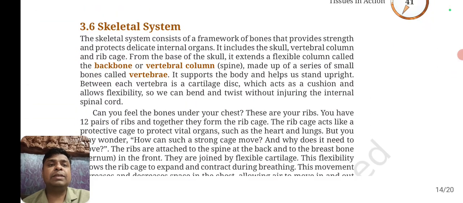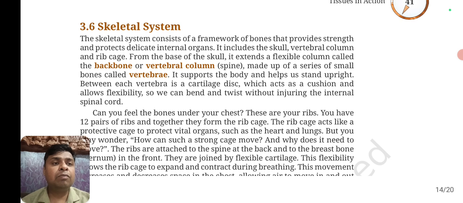Skeletal system. The skeletal system consists of a framework of bone that provides strength and protects delicate organs: the vertebral column, skull and all. Backbone and vertebral column is there. Spine, it has the spinal cord, which is very important for body coordination. So we have vertebrae to support. It supports the body to help us sit straight.